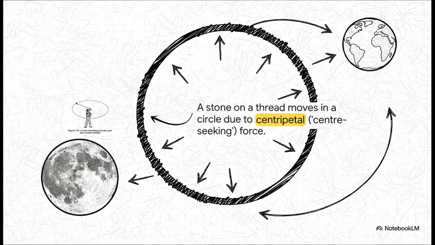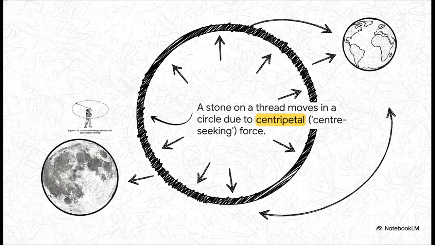To understand this, just imagine you're whirling a stone tied to a string. What is stopping that stone from flying away? It's the string, right? The string is constantly pulling the stone towards the center. This pull is a center-seeking force, and it has a special name, centripetal force.